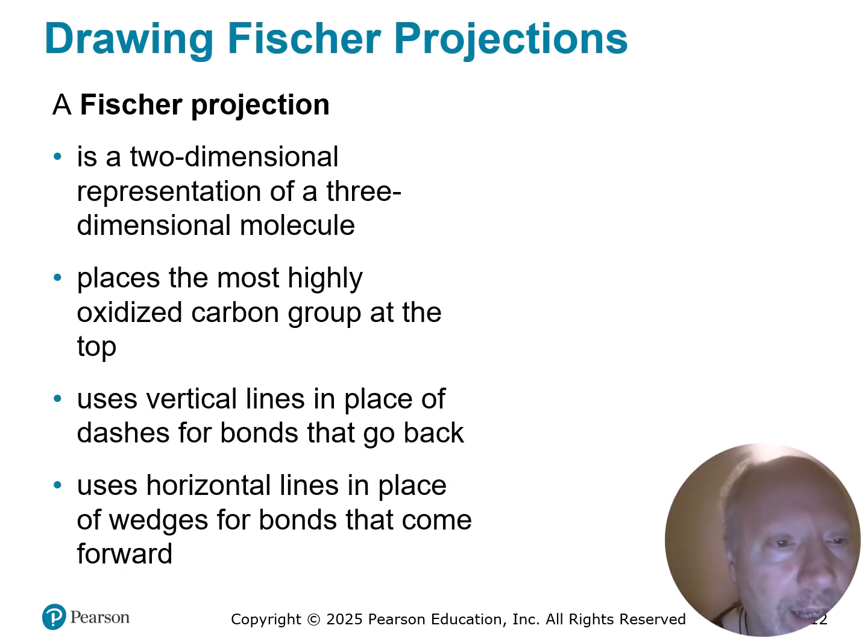What is a Fischer projection? Okay, it is a two-dimensional representation of a three-dimensional molecule. We're just going to write it flat in two dimensions, meaning we only have height and width. We don't have any depth. We're going to place the most highly oxidized carbon group at the very top, as we've seen already with glyceraldehyde, glucose, and these different aldehydes, aldoses and ketoses. So either the ketone or the aldehyde is going to be placed towards the top. It is usually the most highly oxidized carbon, right? It has the most carbon-oxygen bonds.